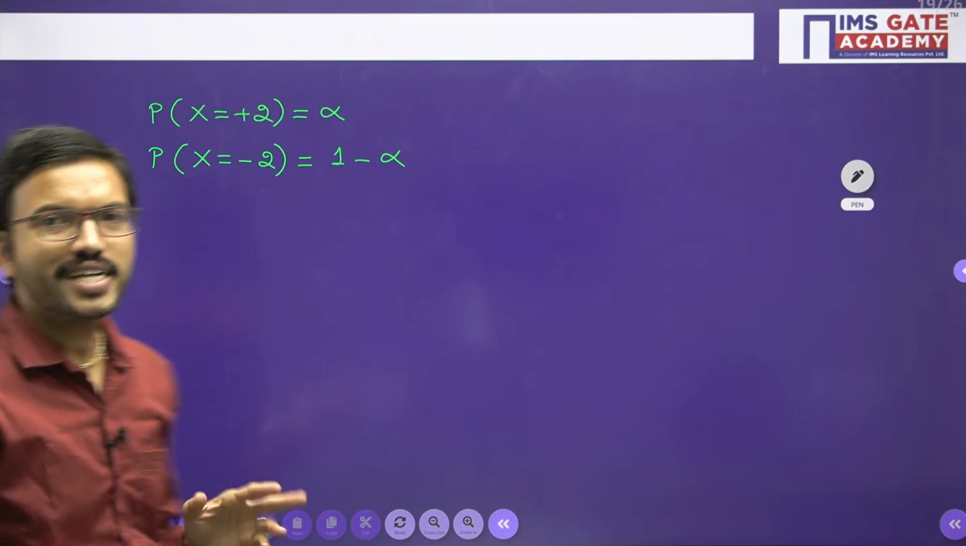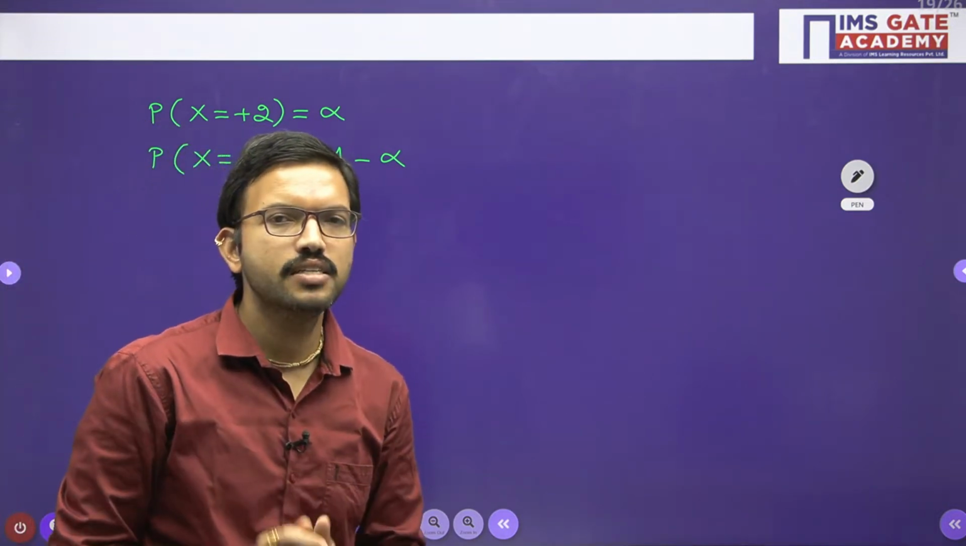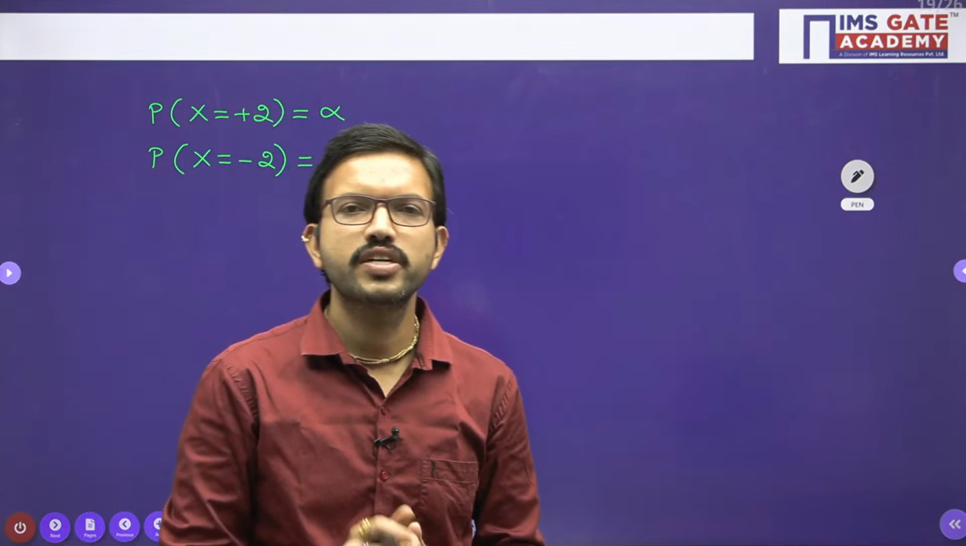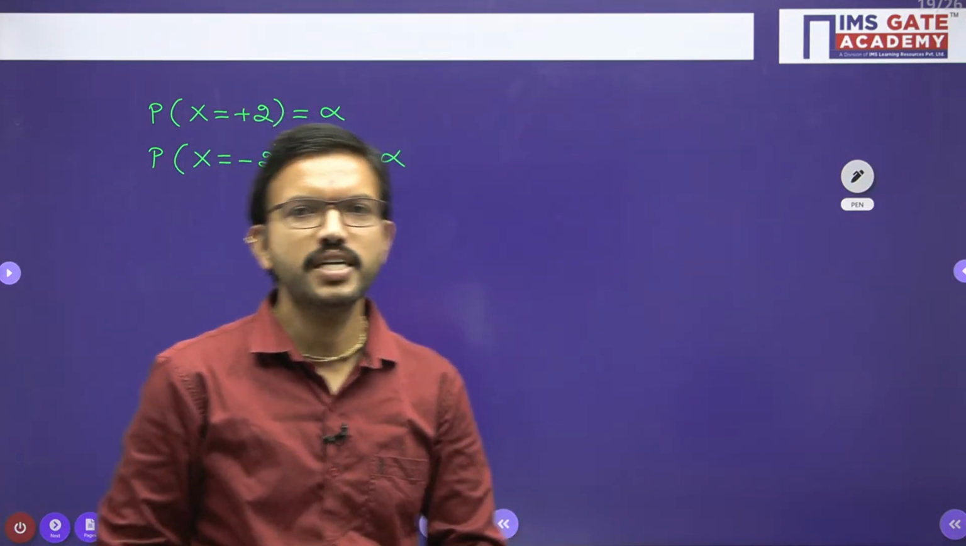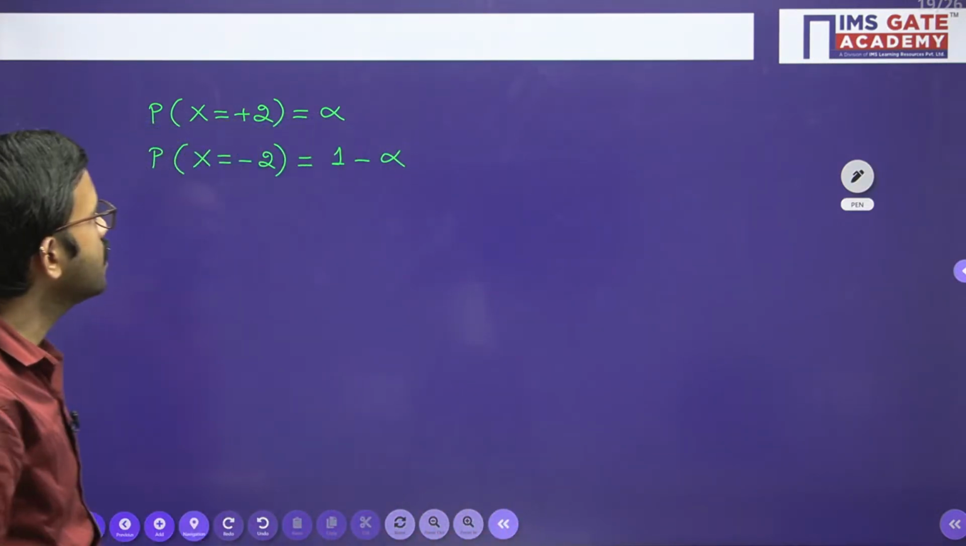Suppose you are considering head or tail. If the probability of head is 0.5, then for tail it is 1 minus 0.5, which is nothing but 0.5. Like that, 1 minus alpha.